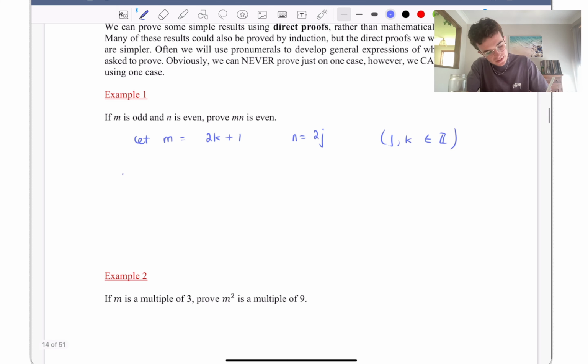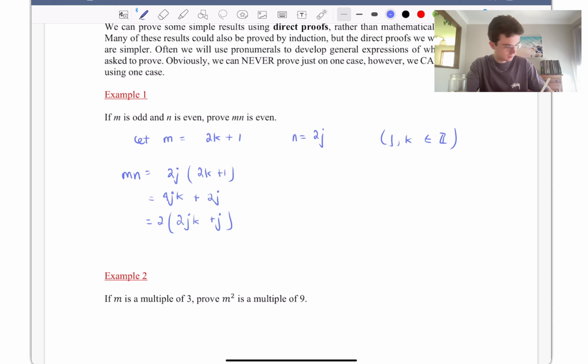So let's look at the product mn. It's going to be 2j times 2k plus 1, which is 4jk plus 2j, which is 2 times (2jk plus j), which is even. And we're done, QED. The reason I love this topic is because we can end all the time in my favourite statement, QED.